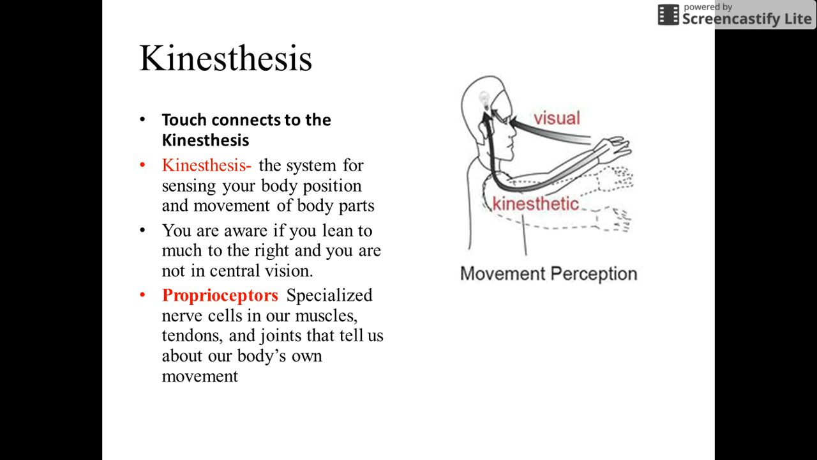If you were to close your eyes, okay, and touch your legs and your arms, you're aware of where your body parts are in position to your body. You are aware that if you lean too much to the right, you're not in central position. Your proprioceptors are specialized nerve cells in your muscles, tendons, and joints that tell you about your body movements. And we'll go more into this in class.